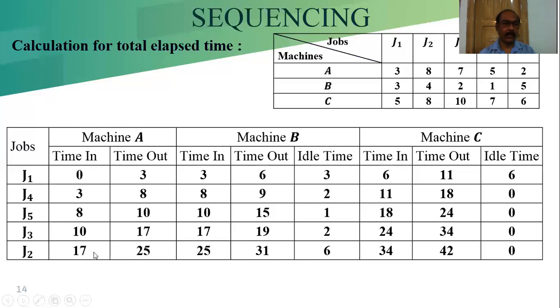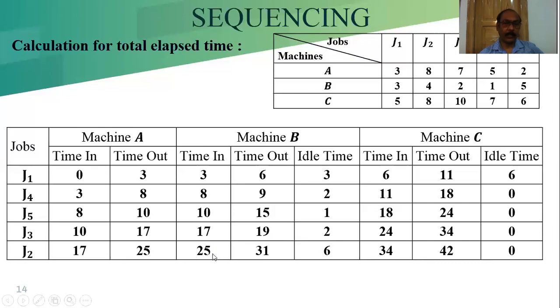17 hours, and the time duration for the J2 is 8. That means 17 plus 8 is equal to 25. And J3 timeout in the machine B is 19 hours, and here J2 timeout in the machine A is 25 hours. So the time in for the machine B is 25 hours. So 25 minus 19 is equal to 6 hours, the idle time for the machine B.